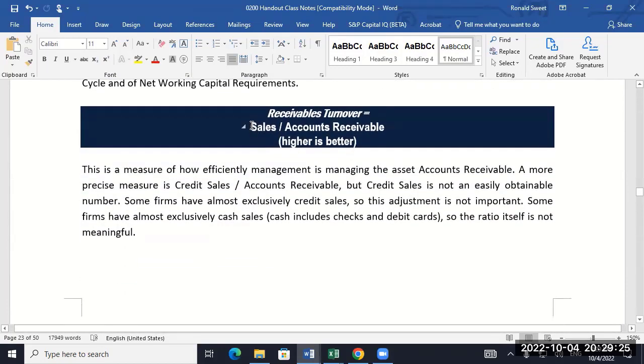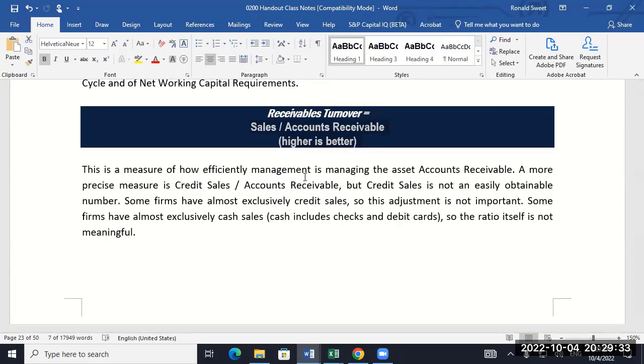All right, receivables turnover. Most of your firms don't have receivables, I don't think. Tamara, does your firm have receivables? Probably from some governments. Does UPS and FedEx have receivables? Yeah, maybe, I could see they have big contracts.